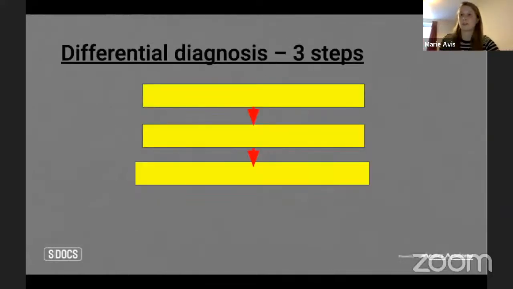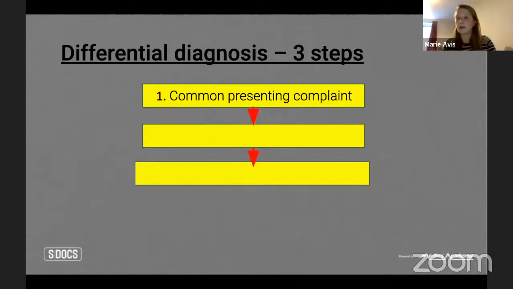So moving on to differential diagnosis. I like to break it down into 3 steps for my structured way of thinking about it. What I like to do is to think of a common presenting complaint. Like with our man in our situation, he has some chest pain, he has some shortness of breath. So they're good places to start.